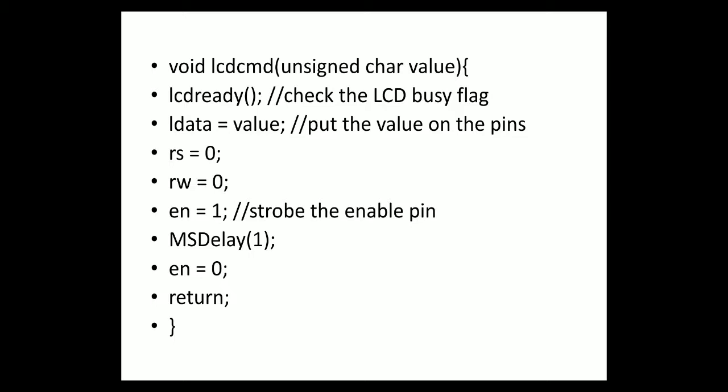Delay function is ms delay 1. How to create delay here? Ms delay 1 is a delay function used. Then after creating the delay function, enable is made 0 and return from the function will go to the next line from where it was called.